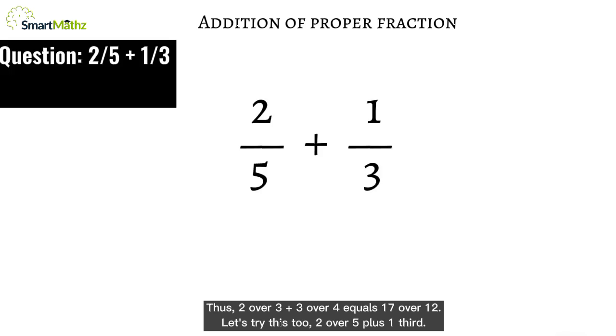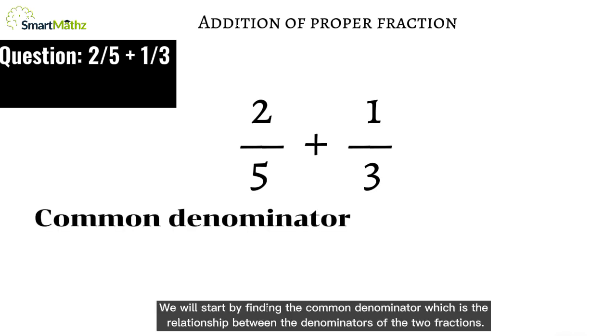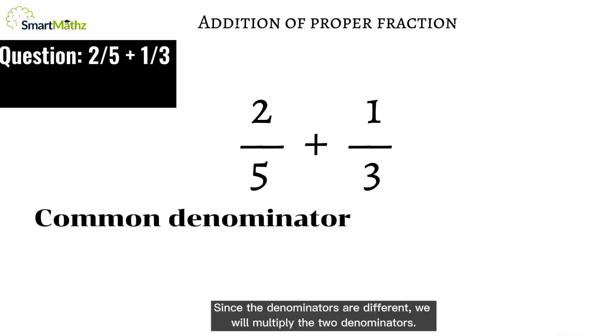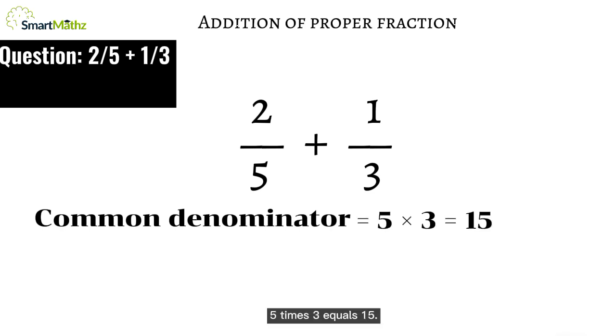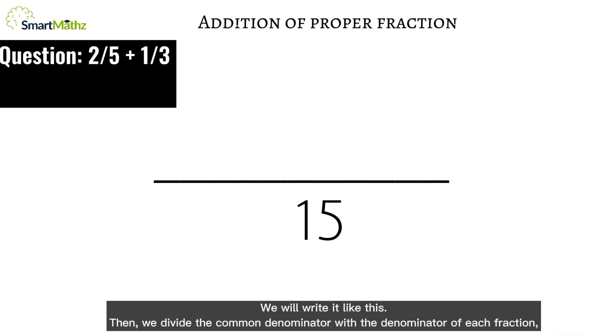Let's try this too: 2 over 5 plus 1 over 3. We will start by finding the common denominator, which is the relationship between the denominators of the 2 fractions. Since the denominators are different, we will multiply the 2 denominators. 5 times 3 equals 15. We will write it like this.